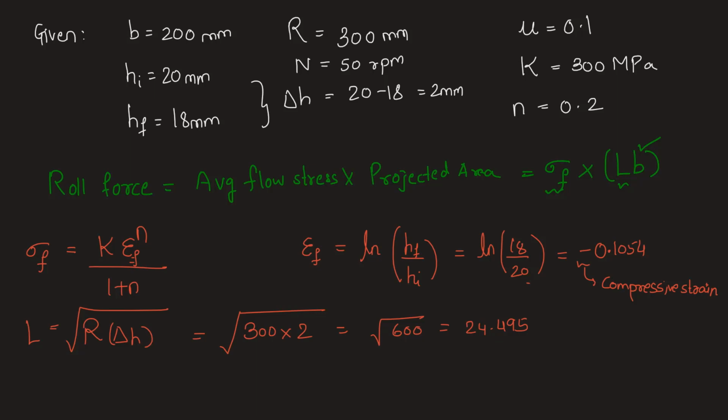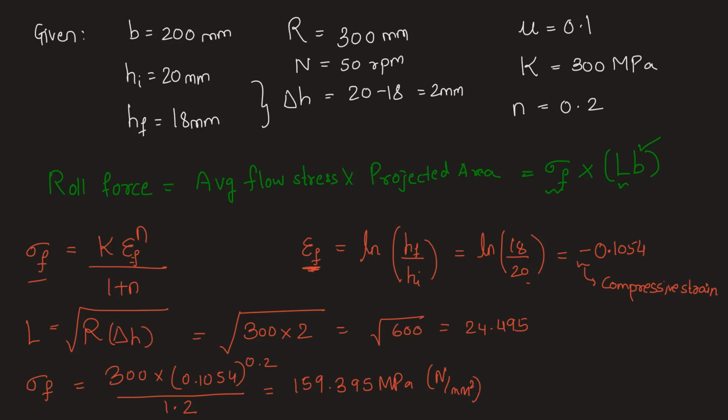So sigma F we have to find out yet by putting epsilon F in this formula. So average flow stress sigma F is equal to 300 MPa into 0.1054 to the power n, which is 0.2, divided by 1 plus 0.2, which is 1.2. This when calculated gives us sigma F value as 159.395 megapascal, and megapascal is equivalent to Newton per millimeter square. So we don't have to convert the unit of L, which is nothing but millimeter.